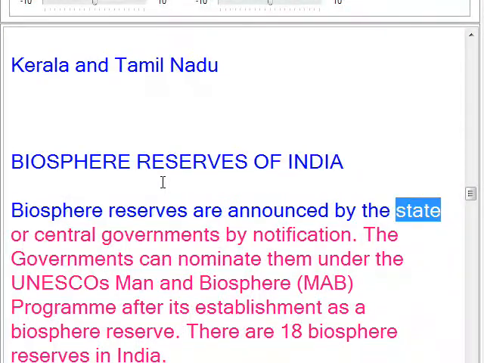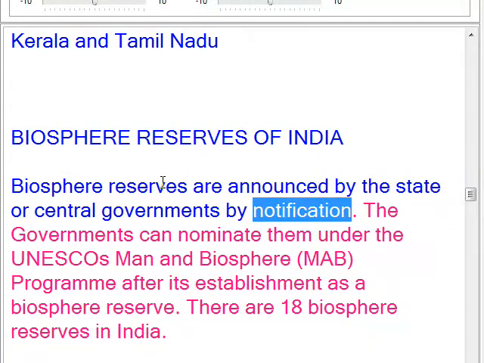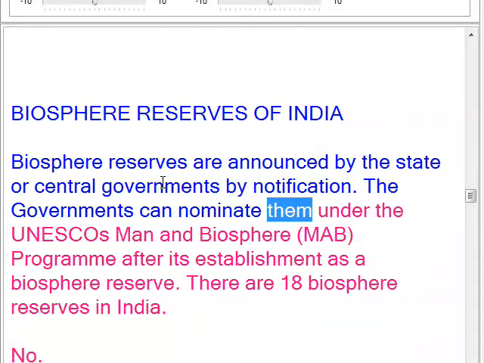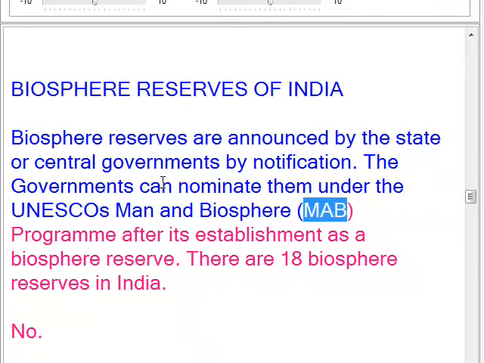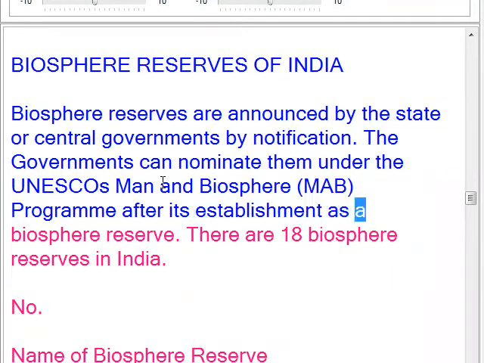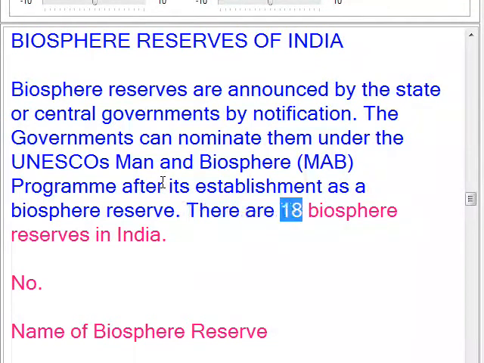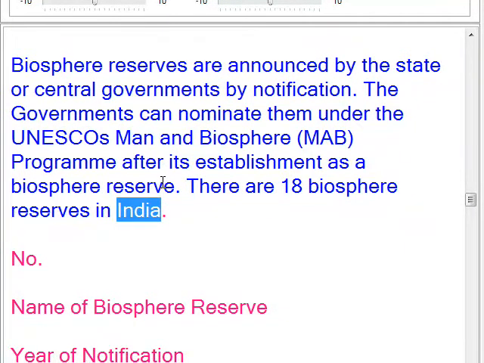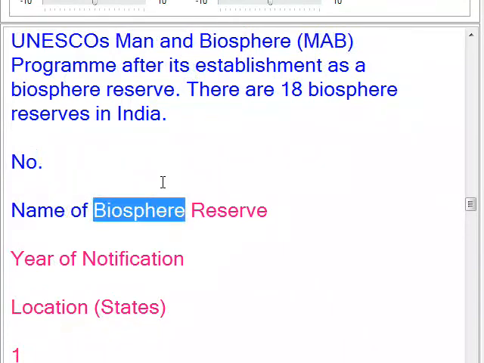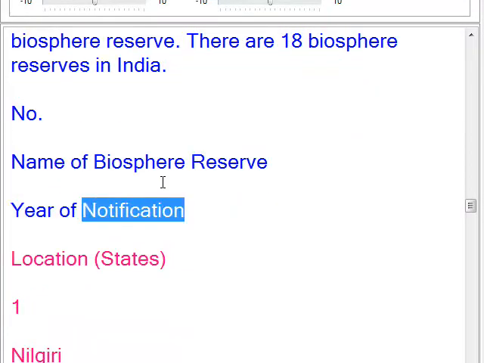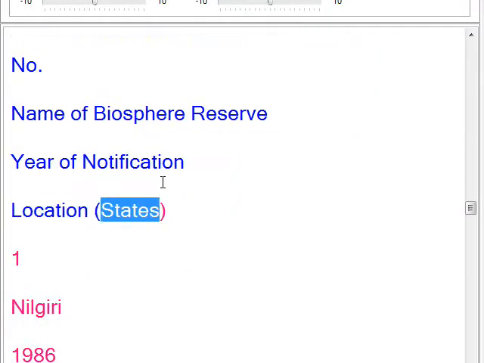Biosphere Reserves of India. Biosphere reserves are announced by the state or central governments by notification. The governments can nominate them under the UNESCO Man and Biosphere (MAB) program after establishing them as a biosphere reserve. There are 18 biosphere reserves in India. Note: name of biosphere reserve, year of notification, location and states.